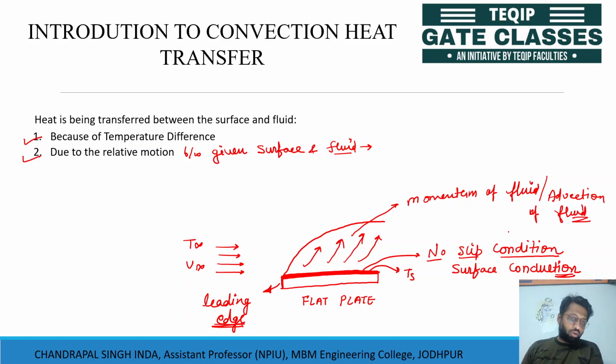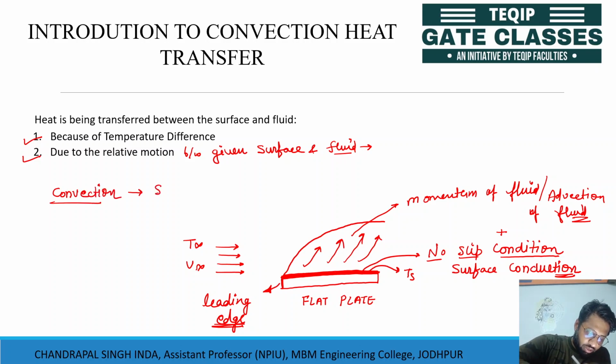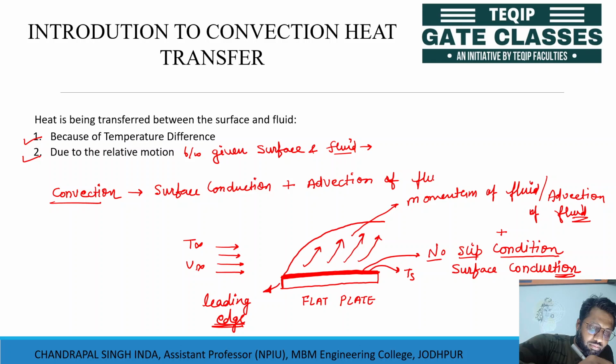So the convection is a summation of surface conduction and momentum of the fluid. So we can say convection is represented as surface conduction followed by advection of fluid. So this is the definition of the convection heat transfer.